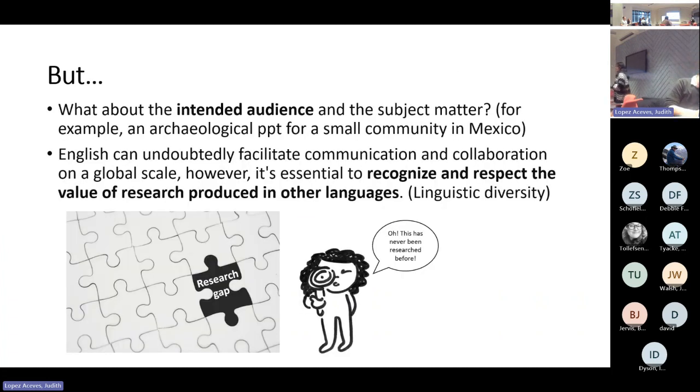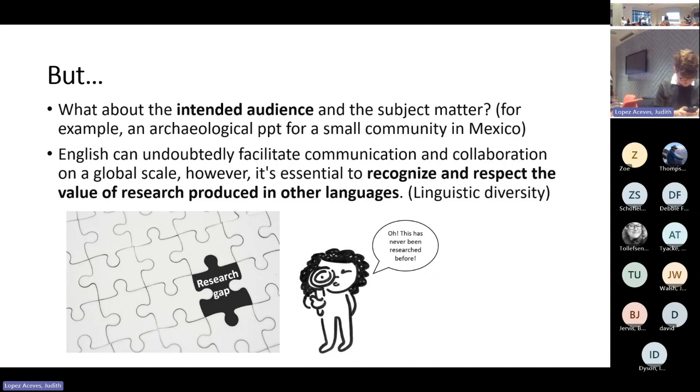Also, I think it's important to understand who the intended audience is. Of course, if I'm going to talk in Mexico, I'm not going to talk in English. I could change my language, change the words, to accommodate the people I'm talking to. I'm not going to say, no, you should learn English, because if you want to understand my research, you should understand English, which for me is not fair.